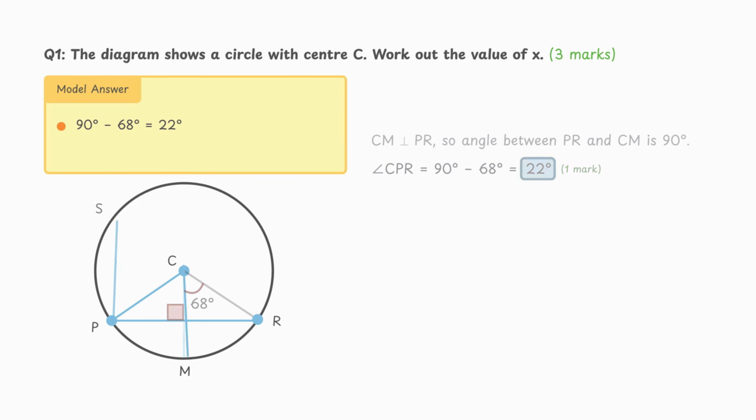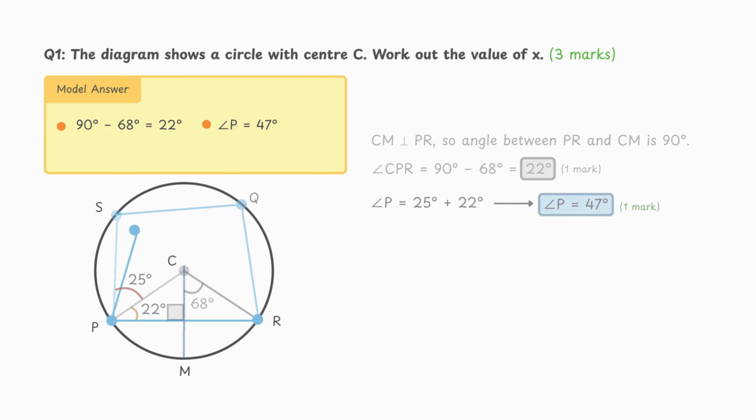Now move to point P. At point P, we have 2 angles. One is given as 25 degrees, and the other is the 22 degrees we just found. So we add them together. Angle P equals 25 plus 22, which gives 47 degrees. This earns another mark.